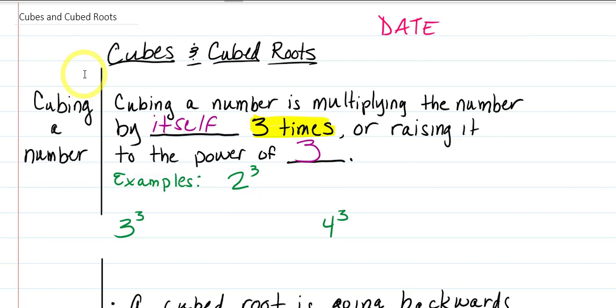Okay. So some examples here we have 2 to the power of 3, or we say 2 cubed. This is the same thing as saying 2 times 2 times 2. So we're multiplying 2 times itself 3 times. We're not multiplying 2 times 3. That would be 6. This answer is going to be 2 times 2, which is 4. 4 times another 2 is going to give us an 8. So 2 cubed equals 8.